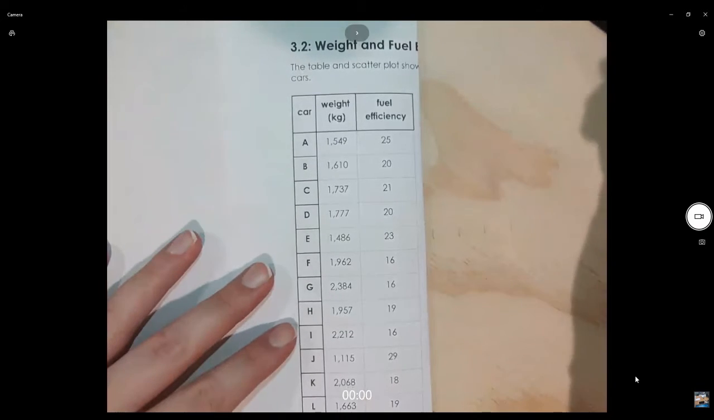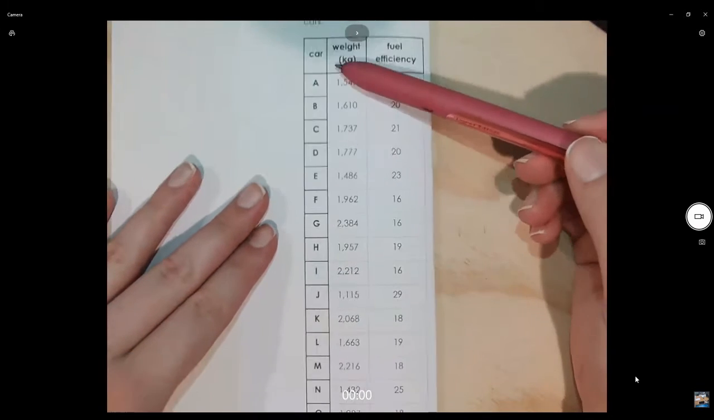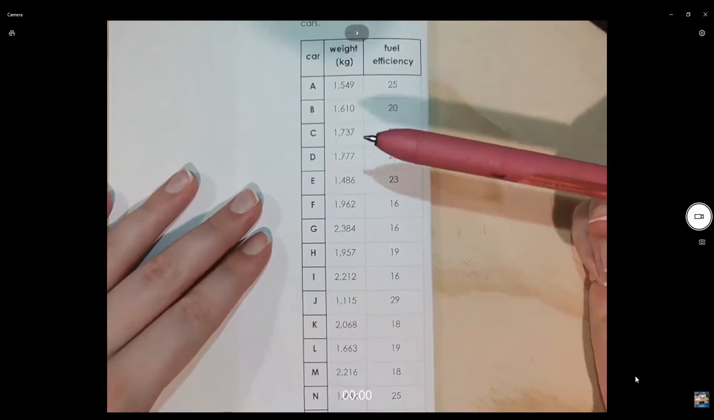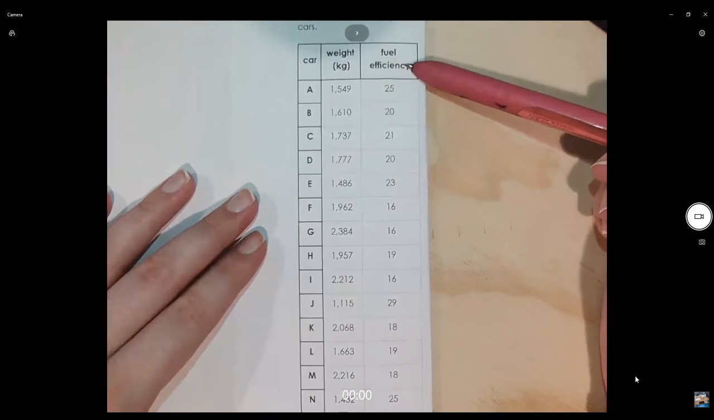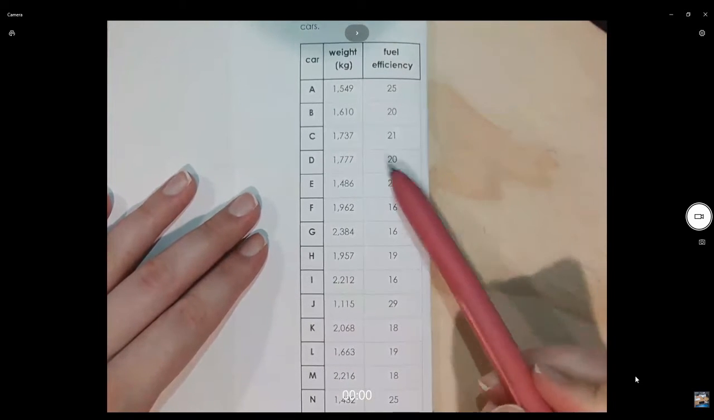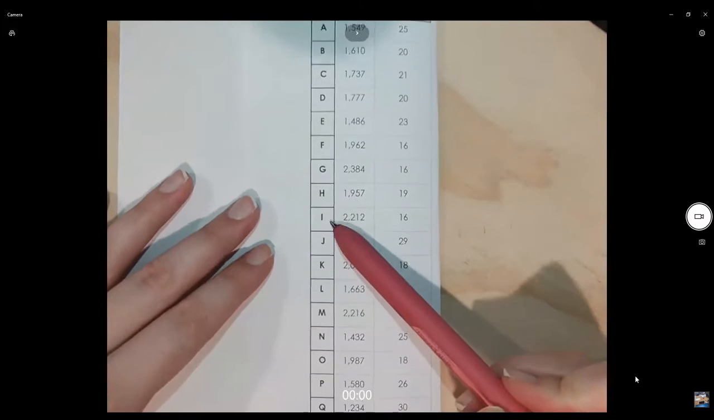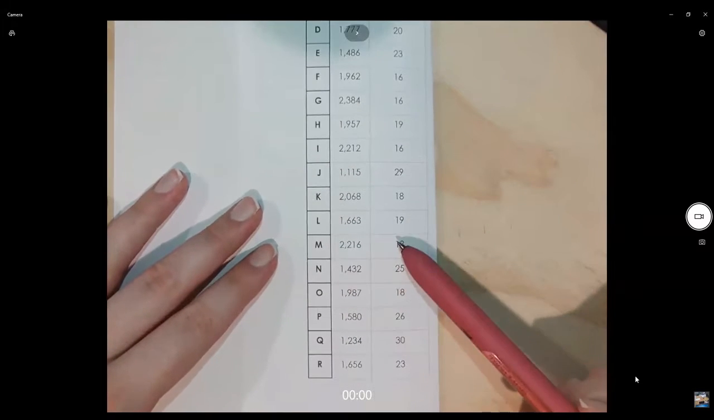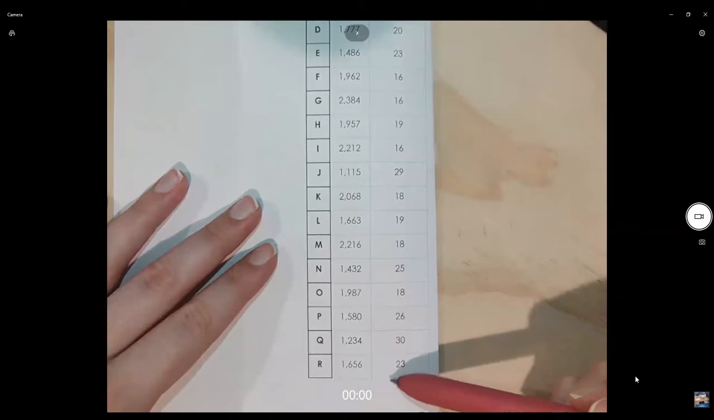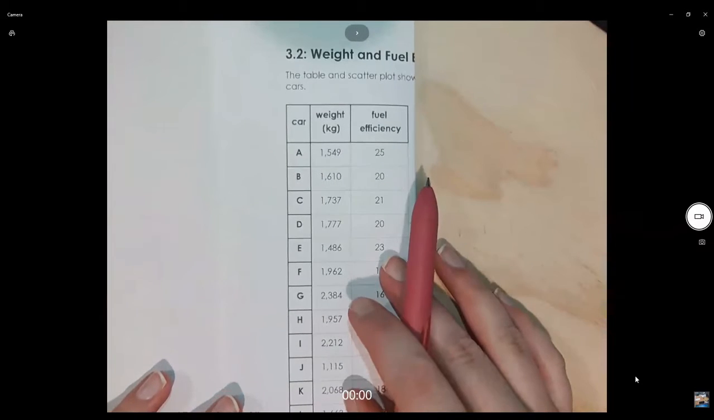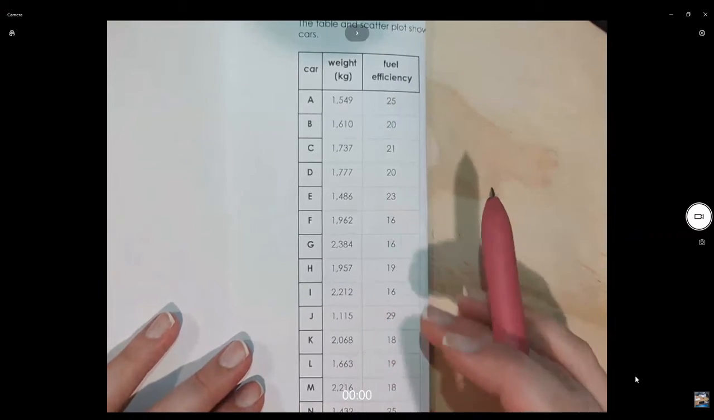I'm going to start out by noticing that we have a lot of cars listed in a table, the weight of those cars, and then their fuel efficiency. So you can see some different cars, probably made by different brands, and then how fuel efficient those cars are. So that's all that this table is doing. So what we've done is we've taken this table and created a scatter plot.